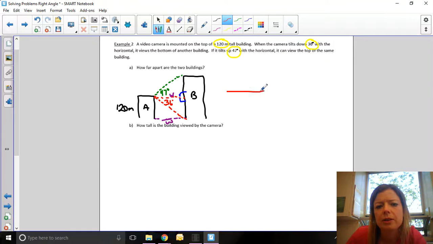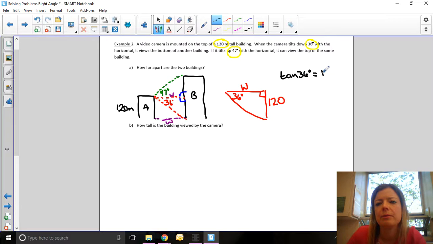So I'm just going to redraw that right angle triangle over here, that red one. This is the width we're trying to find. That's how far apart the buildings are. This is the same as building A. They're the same height, so that's 120. Sorry, it's not a very good drawing. This is a right triangle, and this is the angle down, which is 36 degrees. So I know opposite, and I want adjacent, so that's tan. So tan of 36 degrees is equal to opposite, which is 120, over adjacent, which is W.